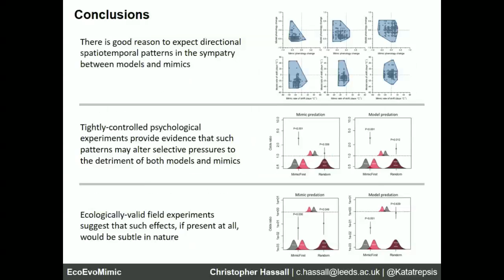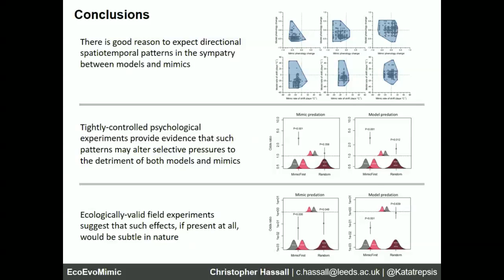So in conclusion, there's good reason that we should expect some kind of decoupling or at least shifting in the relative timing of models and mimics within field systems. Our biological records analyses suggest that that's going to happen, at least in some cases. The sort of tightly controlled experiments that we're doing in VR suggest that you can quantify significant costs to reordering away from some kind of optimal sequence. And that might be negative for all three participants in the evolutionary system.